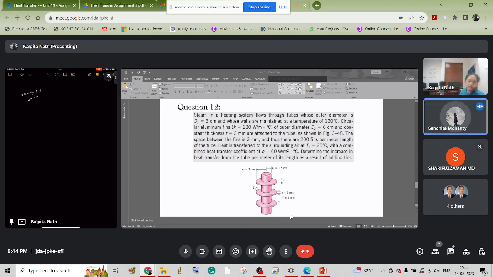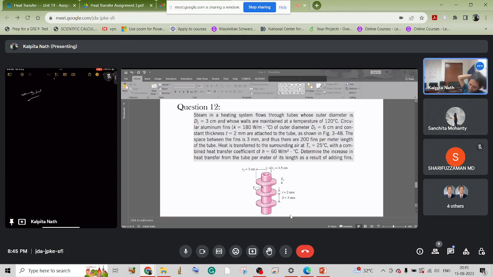Ma'am, that without fin is coming to be 0.536. There won't be any 0 point. Where have you gone wrong? What area did you take, what area did you find out? Ma'am, area will be pi d l, and then h, the heat transfer coefficient, will be multiplied. Then the temperature difference is coming out to be 95.